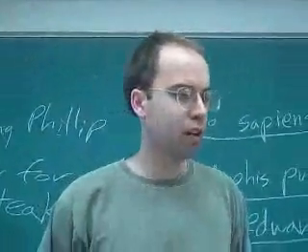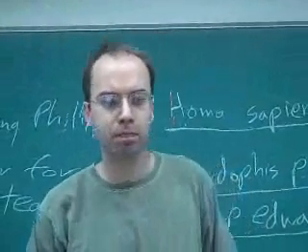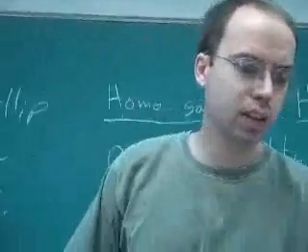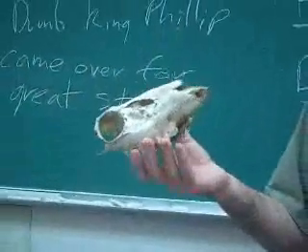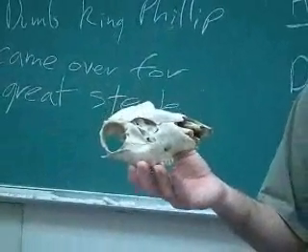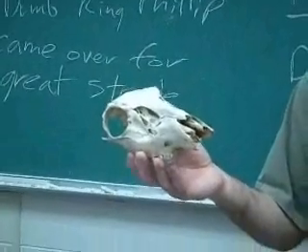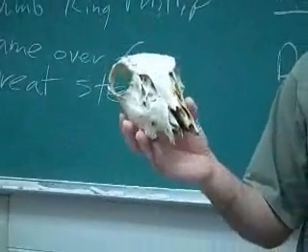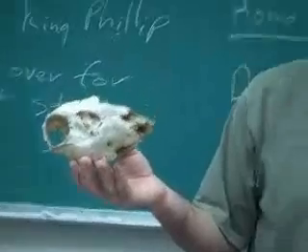Okay, the next thing I wanted to go over is skeleton types. Classic kind of skeleton is calcareous endoskeleton. So we've got a deer skull here. A calcareous endoskeleton is a hard skeleton inside the body. It's called calcareous because it's made of calcium compounds like calcium carbonate.